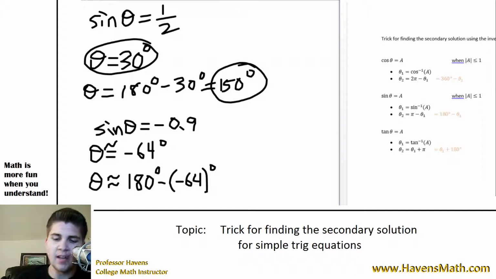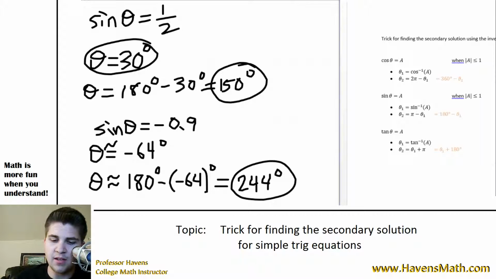And again, notice that since our first solution was negative, when we subtract it from 180, it actually turns into a plus. So we're going to end up with 244 degrees approximately as our secondary solution.